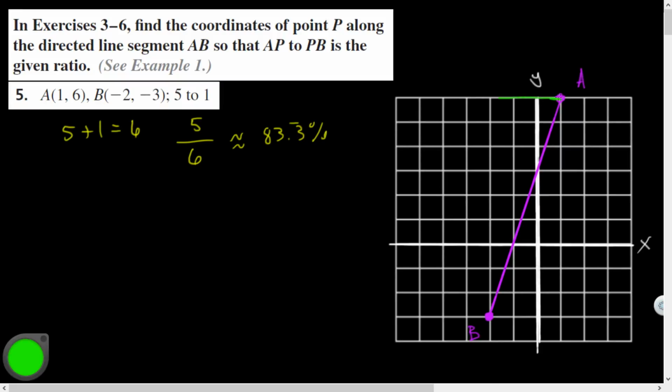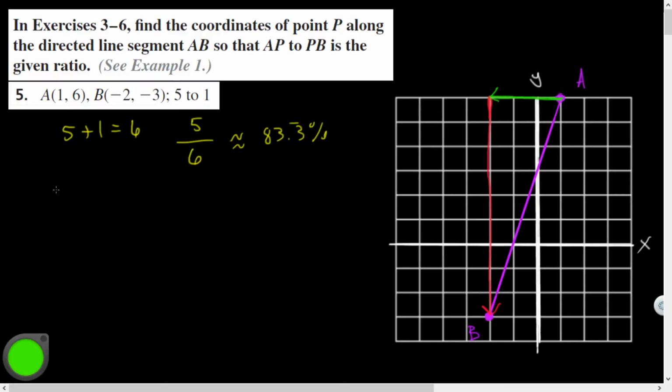So to go from A to B using only horizontal and vertical motion, I would have moved to the left this far, and I would have moved down vertically this far.